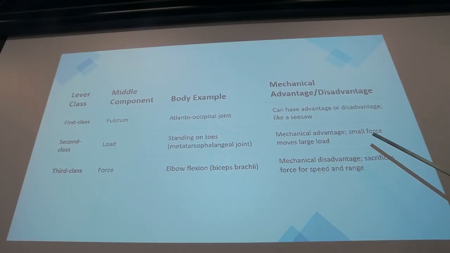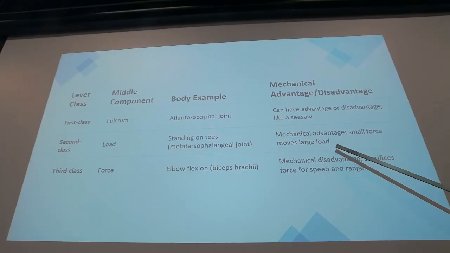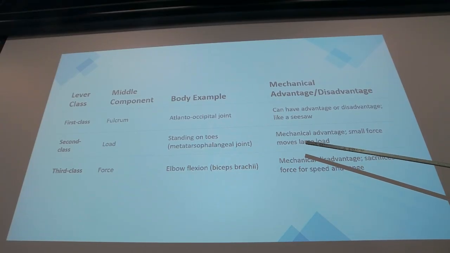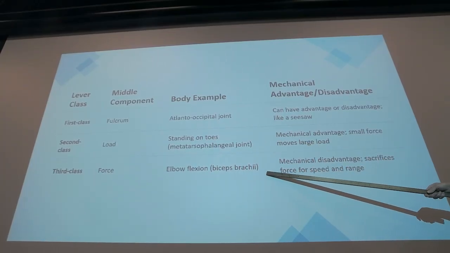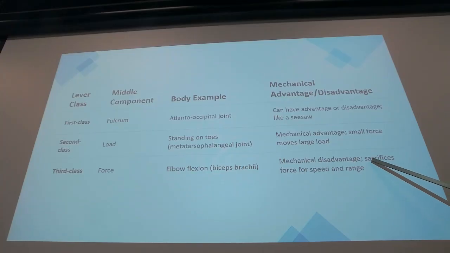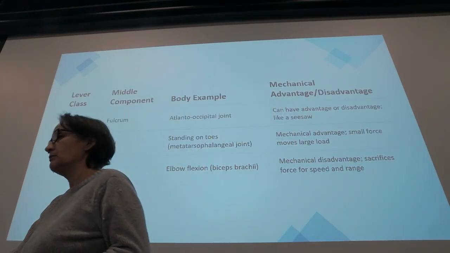And when you have this type of second class lever, you can carry a large load with a small force. It gives you a mechanical advantage, having the load in the middle. In third class, like in our elbow, when you flex your elbow with your biceps brachii, you can help to carry the load, but it has a mechanical disadvantage. You sacrifice force for speed and range, so you don't have as much movement, and you are not as quick.